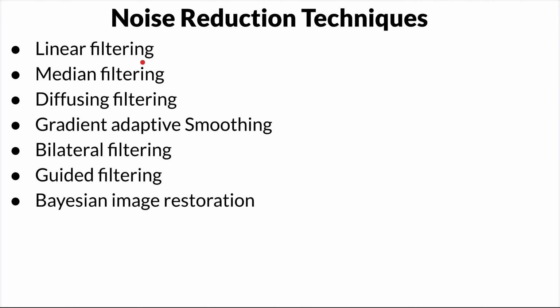So noise reduction can eliminate disturbances, ensuring that images are clearer and more precise. Let's find out what some of the ways are. We are not going to talk about them, but I'm just showing you. You can go and read about them yourself. We have linear filtering, median filtering, diffusion filtering, gradient adaptive smoothing, bilateral filtering, guided filtering, Bayesian image restoration. These are all noise reduction techniques.